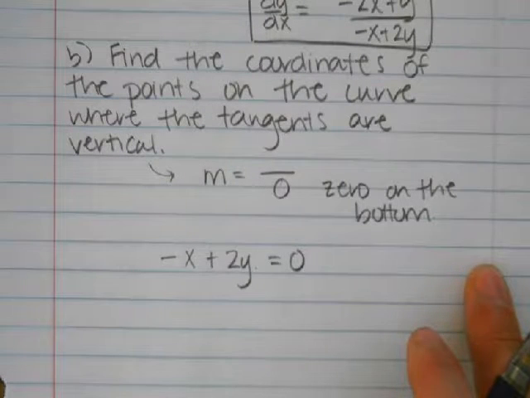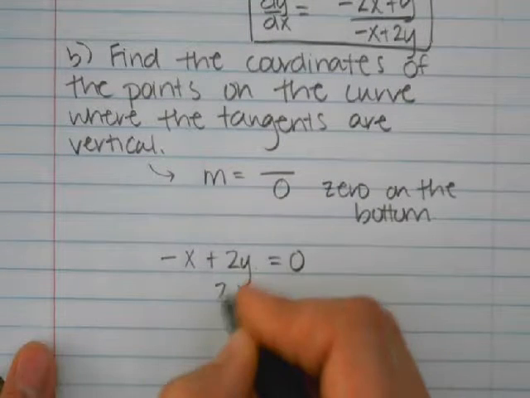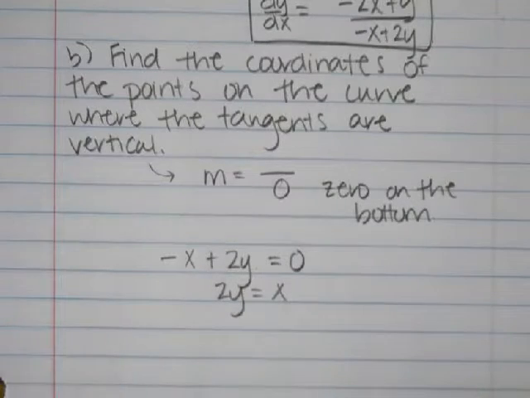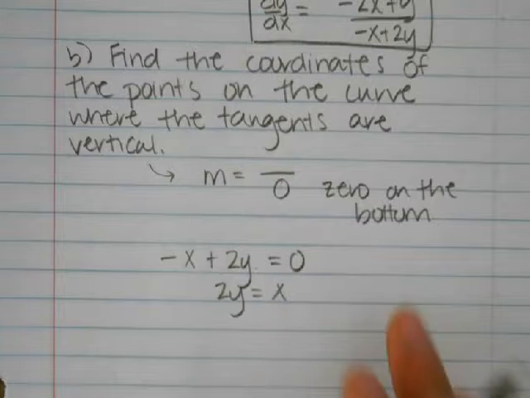So this does not help us too much because we can't really solve for a variable. We can add the x to the other side and then say, cool, 2y equals x. That doesn't help me solve for either of them, but at least they're isolated, I guess.